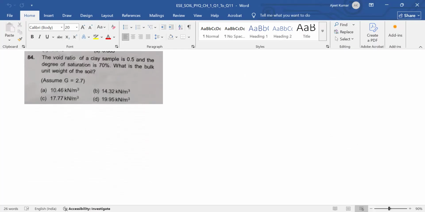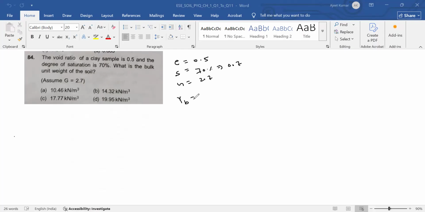Now question number 84. What is 84? The void ratio of a clay sample is 0.5, given e is equal to 0.5, and the degree of saturation S is equal to 70%, which is 0.7. What is the bulk unit weight of soil? G is given as 2.7.